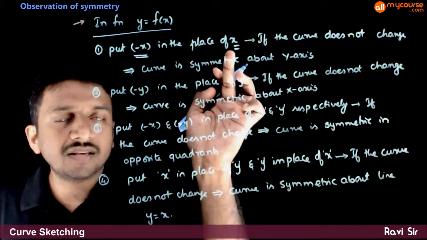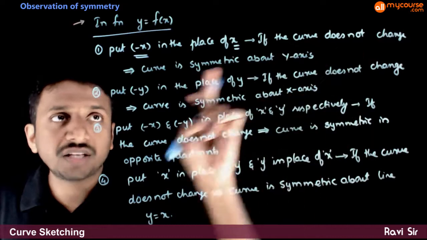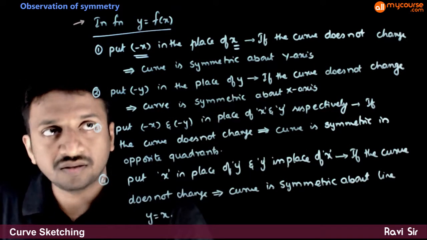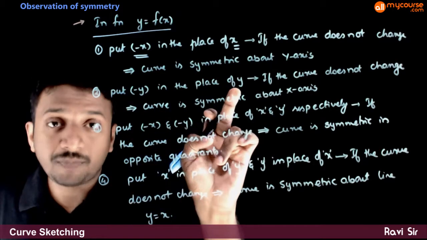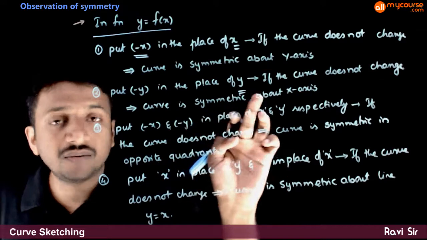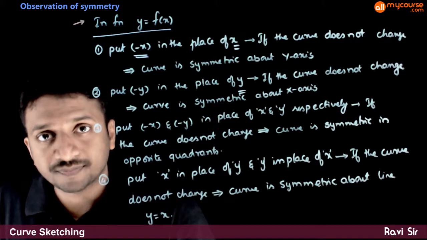Put minus x in the place of x. If the curve does not change, then the curve is symmetric about y-axis. Put minus y in the place of y. If the curve does not change, then the curve is symmetric about x-axis.